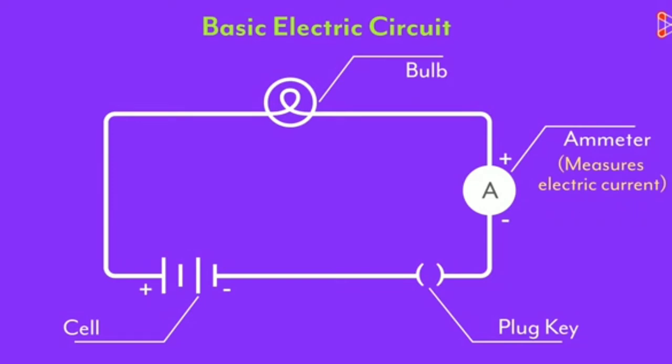Note that the direction of current is in the clockwise direction here, that is from positive to negative end of this battery, and it means that the electrons move from negative to positive, that is in anti-clockwise direction.